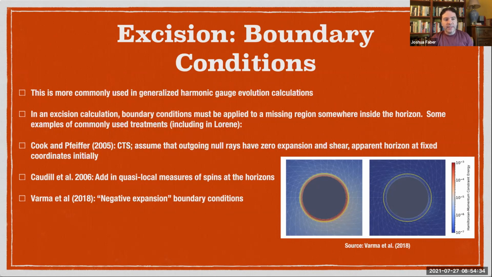In an excision calculation for initial data, boundary conditions have to be applied to that missing region somewhere inside the horizon. Lorene, for instance, is an initial data code that's included as an external library for the Einstein toolkit. And it's one of the codes that's been used for binary black holes. It's certainly not the only one, there are many. Lorene has used some of the most common boundary condition approaches though, for black holes.